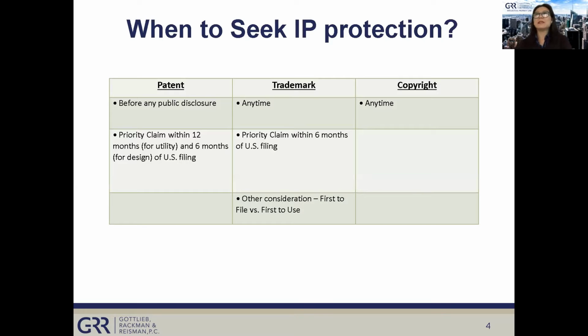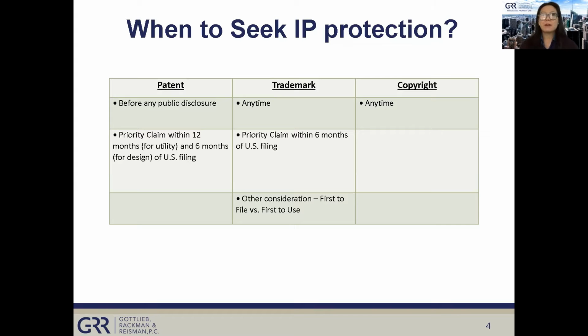When do we need to seek IP protection? For a patent, typically you want to file it before the statutory deadline. And most foreign countries have an absolute novelty requirement, so you should file it before any public disclosure. However, if a US case is already filed, then you can claim priority to the earlier US filing under the Paris Convention. If it is a utility patent, you have 12 months to claim priority to the US filing. And for a design patent, you have 6 months to claim priority to the US filing.